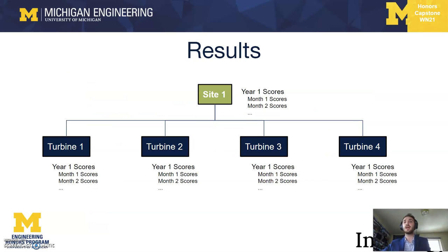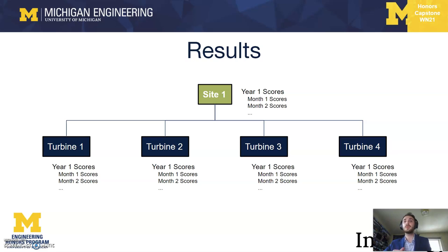Here's a flowchart that shows the hierarchy of the scores on this dashboard. At the top would be the site level score. So this would essentially be the percent downtime, the active power ratio, and the standard deviation in blade pitch angles averaged across the entire site. These site level scores could then be directly compared to one another to compare health and performance between sites.